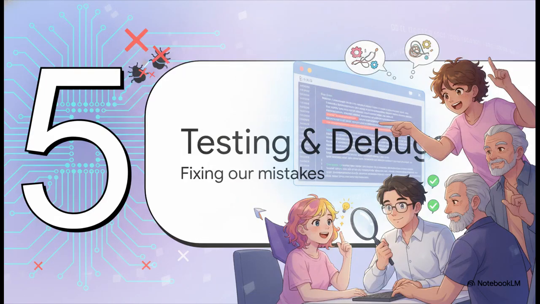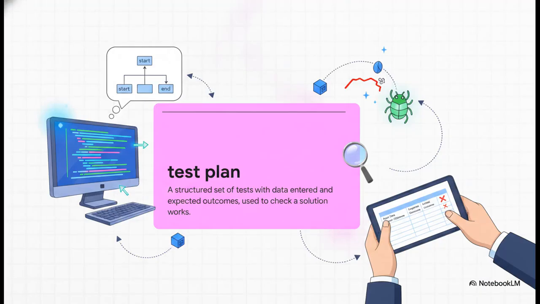Almost at the finish line. Section 5, testing and debugging. Let's talk about fixing our inevitable mistakes. Look, nobody writes perfect code the first time. It just doesn't happen. To know if our code is actually working, we need a test plan.